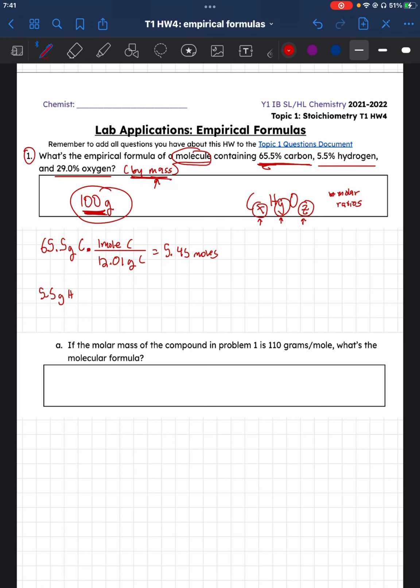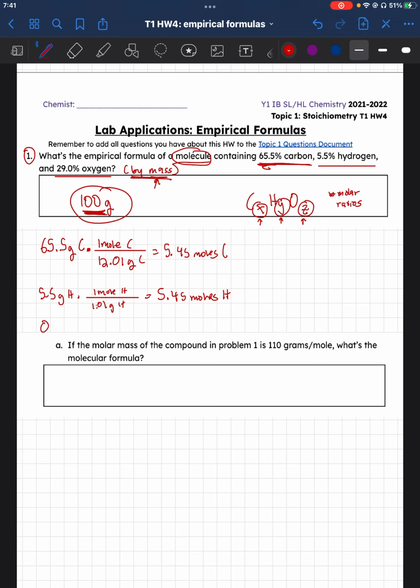And okay, 5.5% in a 100-gram sample would be 5.5 grams of hydrogen. The molar mass of hydrogen is 1.01 grams of hydrogen per 1 mole of hydrogen. 5.5 divided by 1.01 gives me 5.45 moles of, let me be specific, hydrogen.